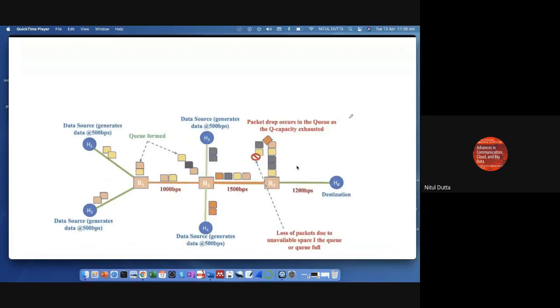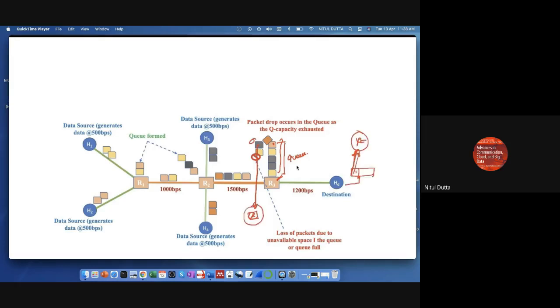If such a scenario occurs, the routers will start dropping packets from the queue. At this point, the queue is full. That's why the packets start dropping, and this packet dropping is called the loss of packets due to no space in the queue, or queue full.